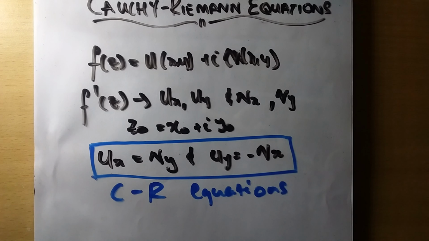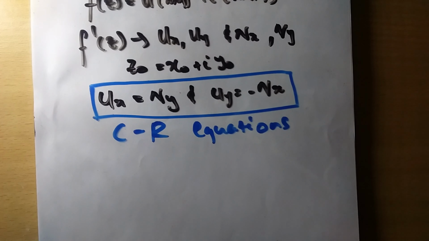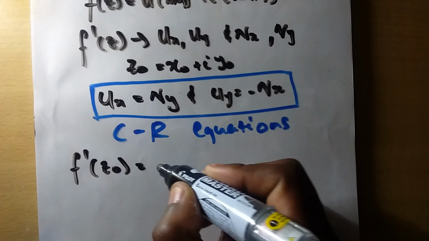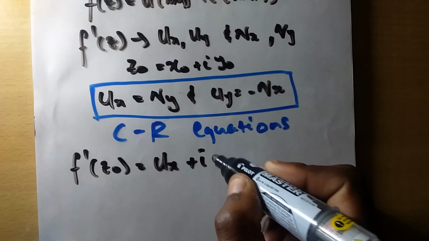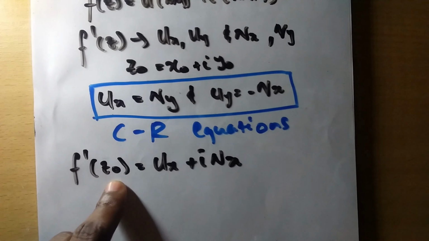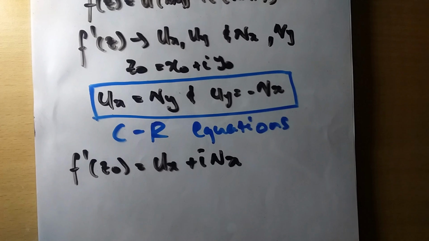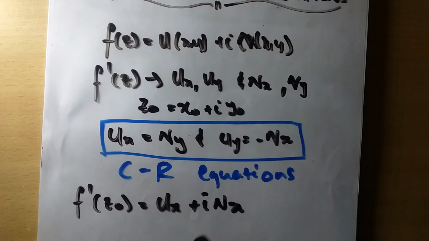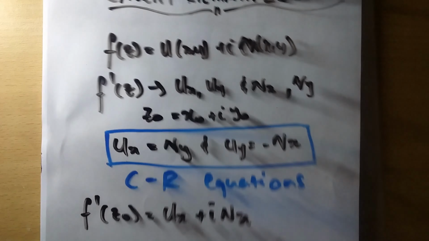If they are satisfied, then we can say that the derivative of this function at the point z0 will be equal to ux plus i vx. This ux and this vx exist at a certain point z0, that's why we have z0 here. Let me not waste any more of your time, let us look at examples. But guys, remember that the Cauchy-Riemann equations must be satisfied. It's a must.